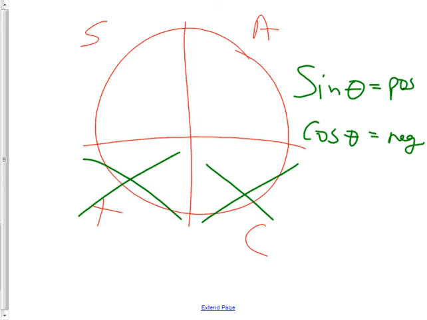Quadrantals, don't think of them as in quadrants. They are not in quadrants.